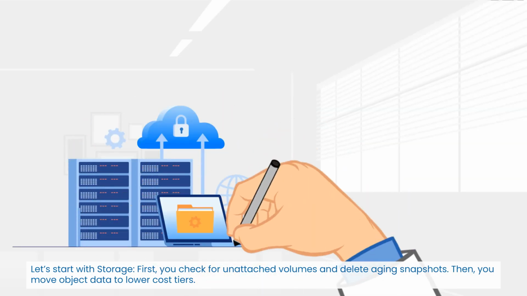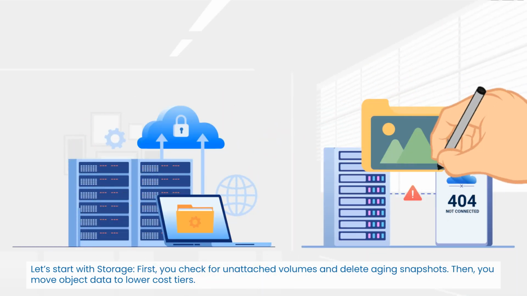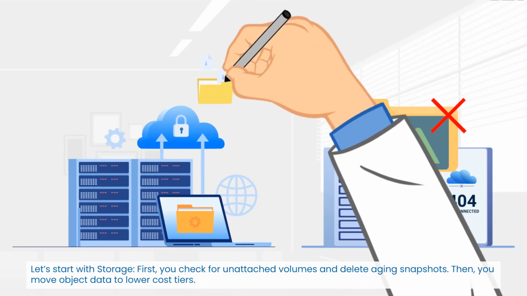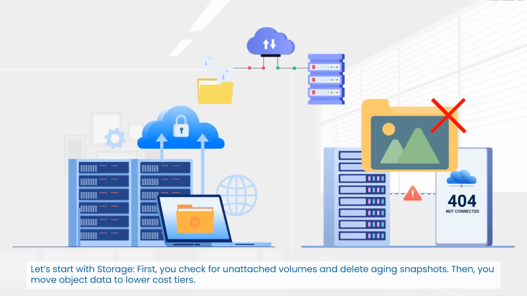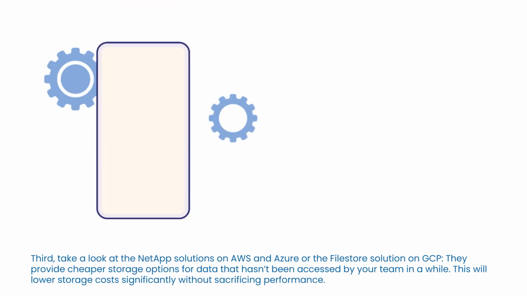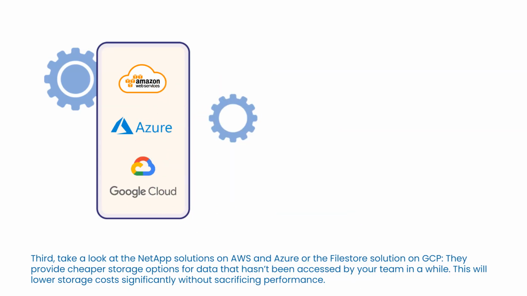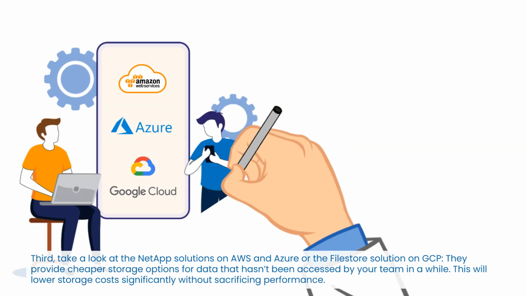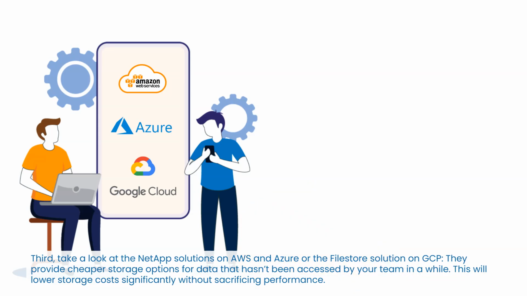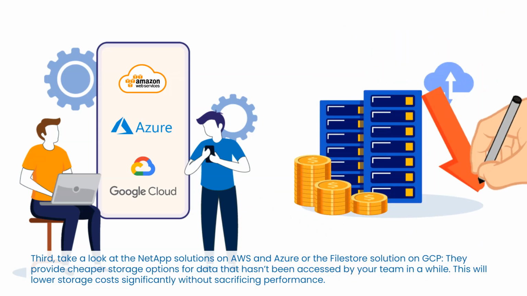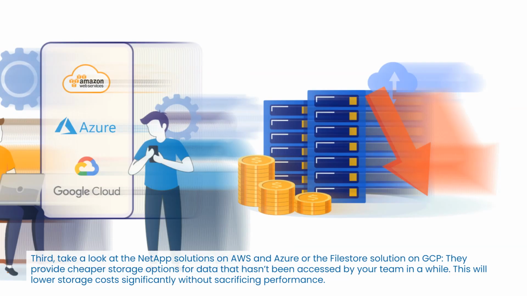Let's start with storage. First, you check for unattached volumes and delete aging snapshots. Then, you move object data to lower cost tiers. Third, take a look at the NetApp solutions on AWS and Azure or the file store solution on GCP. They provide cheaper storage options for data that hasn't been accessed by your team in a while. This will lower storage costs significantly without sacrificing performance.